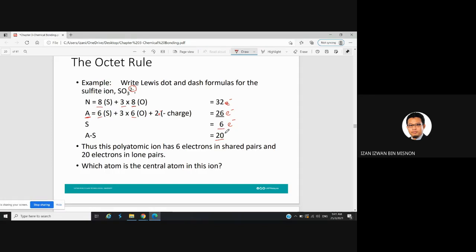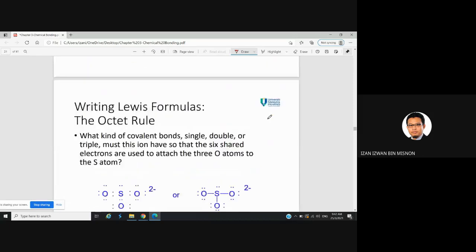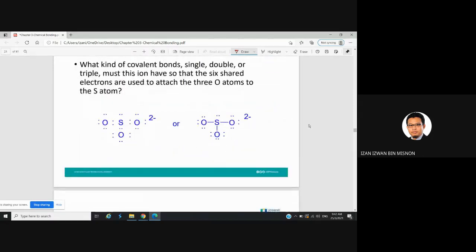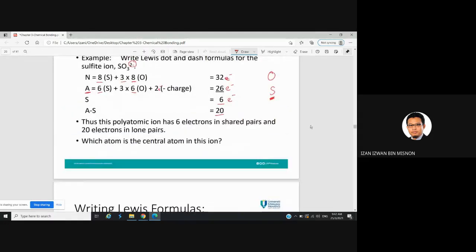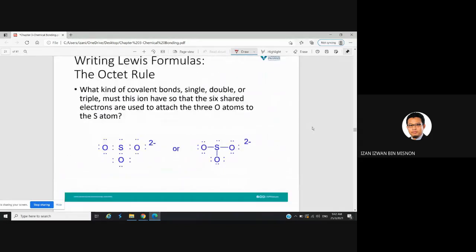So which atom will be the central atom for this example? Since oxygen and sulfur are in the same group, oxygen will be more electronegative compared to sulfur. So that's why sulfur will be the element in the center. Okay. So just now we have 6 shared, 20 unshared.